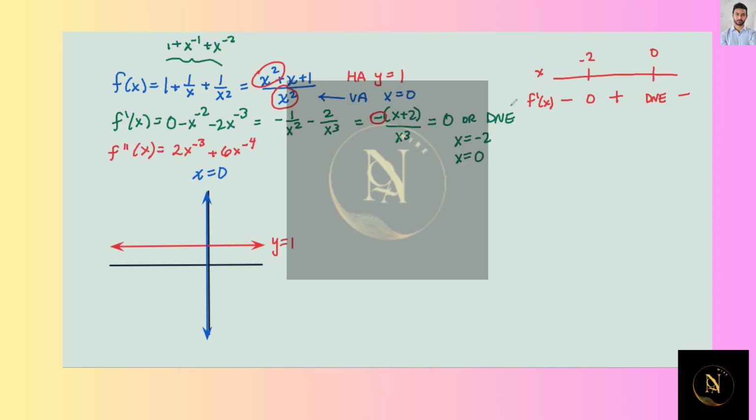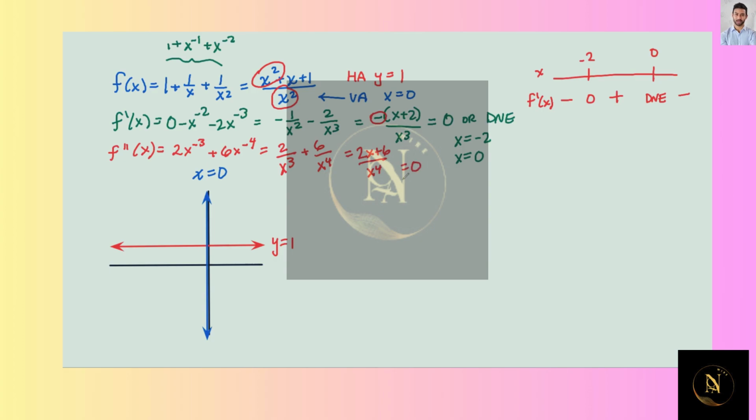And I think I'm going to need to make my chart have room for it. So I'll show you why in a sec. So if I rewrite this second derivative as 2 over x cubed plus 6 over x to the fourth, and get a common denominator, then we'll get 2x plus 6 over x to the fourth. This will equal 0.